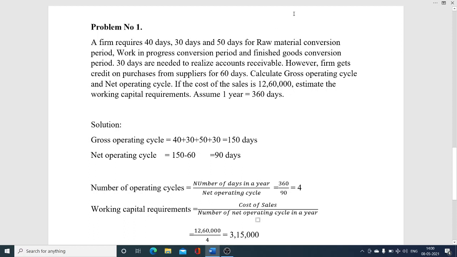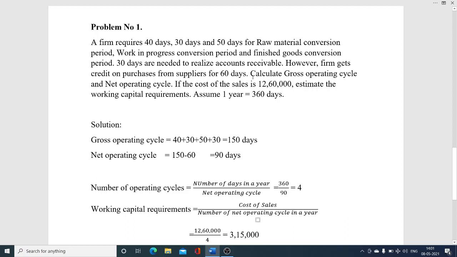Here, information is given regarding the raw material conversion period. Raw material conversion period is 40 days. Work in progress conversion period is 30 days. Finished goods conversion period is 50 days. Then we require information about the debtors conversion period. You can read here that 30 days are required for realizing the accounts receivable. So the debtors conversion period, the time it takes to convert the debtors into cash, is 30 days. The debtors will be converted into cash within 30 days. However, the firm gets credit on purchases from suppliers for 60 days, which means the creditors conversion period is 60 days.